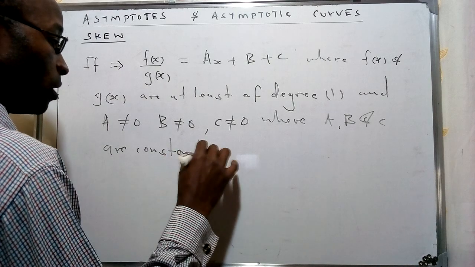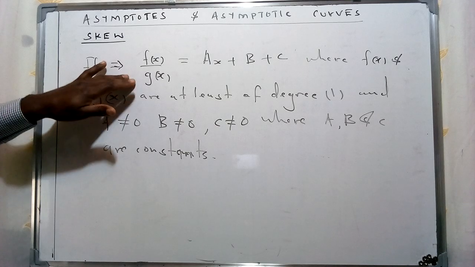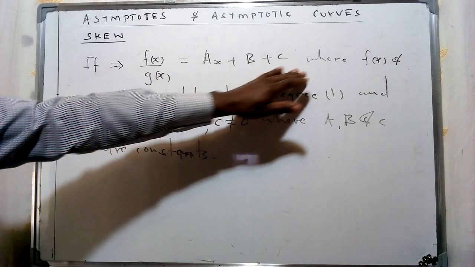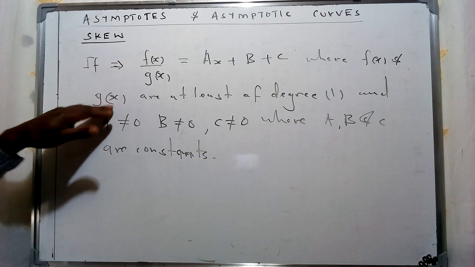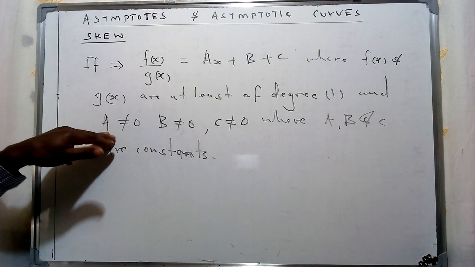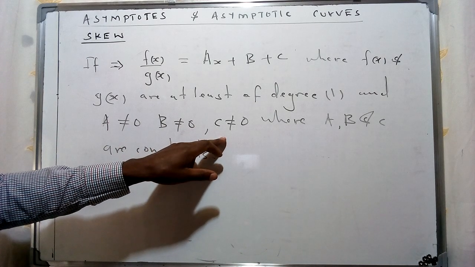So in this case, we're going to see that we can define this specific skew asymptote using this particular function, whereby we have said that this function can be defined as such, whereby f(x) and g(x) are polynomials of at least 1 degree, and this specific range of values for a, b, and c constitute constants which are not equivalent to 0.